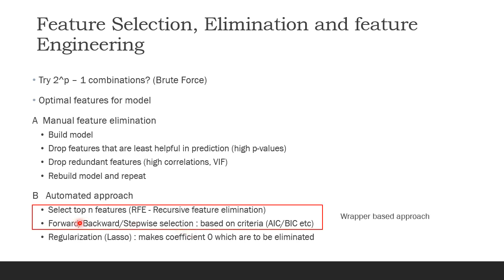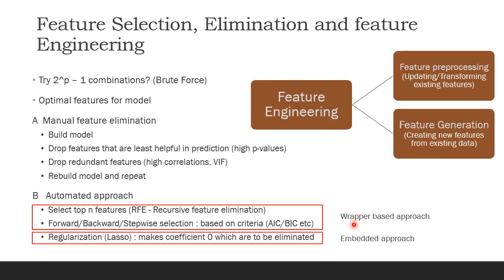So these two methods, the recursive feature elimination RFE and the forward or backward selection, are called wrapper-based approaches. So in the next slide, we see what are the different types of approaches being used for feature engineering or feature elimination. These two come under the wrapper-based approach, and regularization using lasso comes under the embedded approach. So there are multiple approaches to reaching the optimal set of features for our model.